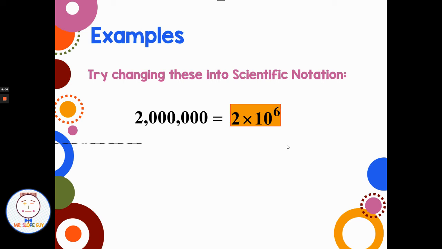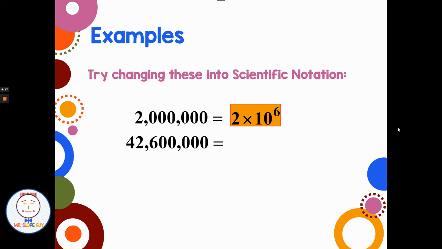All right, so let's change some numbers into scientific notation. If we start with 2 million, first we're going to want to get the decimal to make it a number between 1 and 10. So I'd put the decimal right after the 2, which means I need to move 1, 2, 3, 4, 5, 6 places. So I'm going to have 2 times 10 to the 6th power.